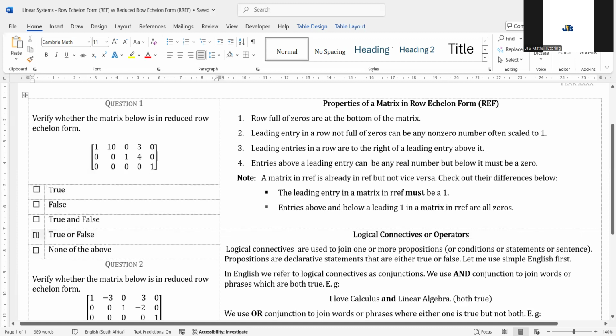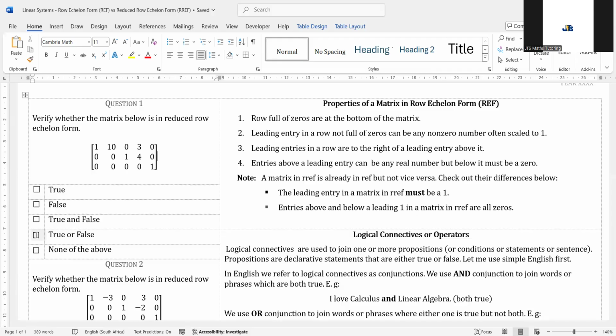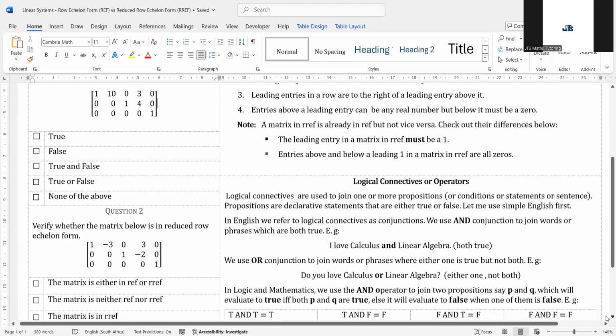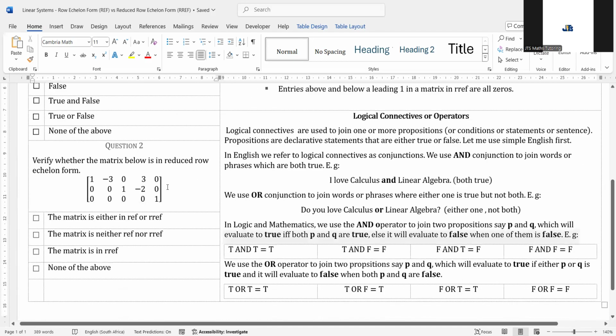Anytime you are given a multiple choice question with checkboxes, it's most likely there is more than one correct answer. But if these were radio buttons, then you must know that only one answer is correct. Beautiful. I've also decided to include this question 2 here as well on reduced row echelon form. What is going to be our answer? Let's get going. The matrix is either in row echelon form or reduced row echelon form. Remember, the OR operator evaluates to true when one of the conditions is true, and we know that this matrix is in reduced row echelon form. That makes option 1 correct because of the use of the OR operator.